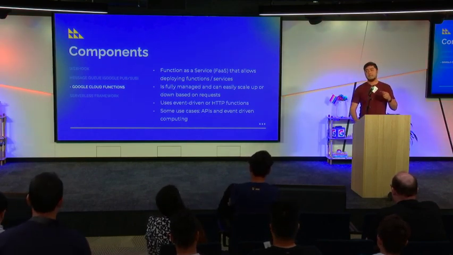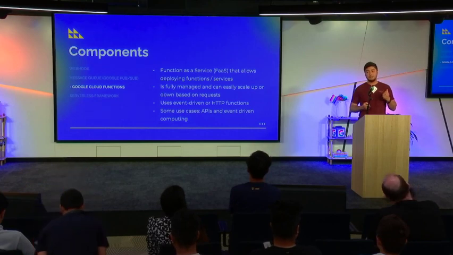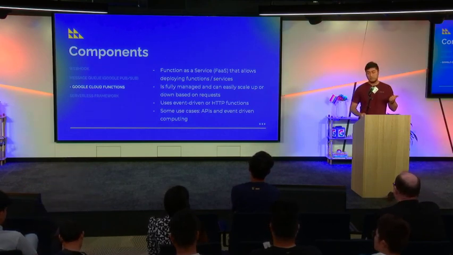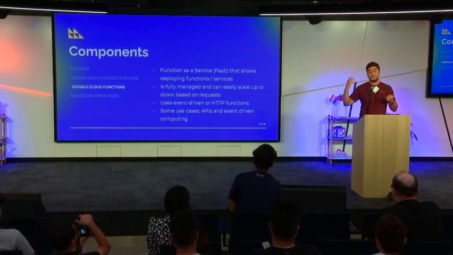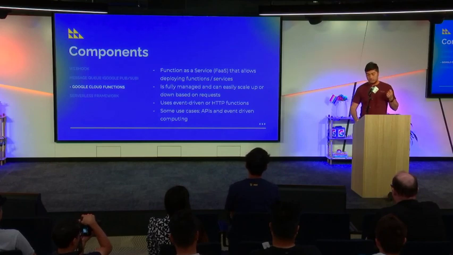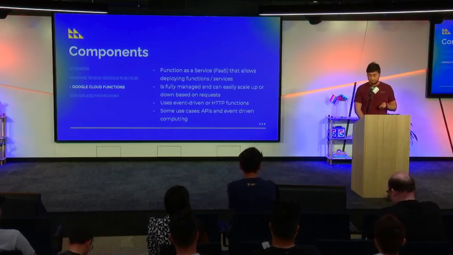Google Functions can have triggers attached to them. So it can be event-driven or HTTP-driven. When something happens, like a database change, we can trigger that function. Or let's say we have an HTTP event coming in, which can trigger the function as well.